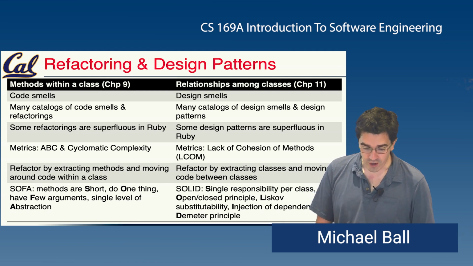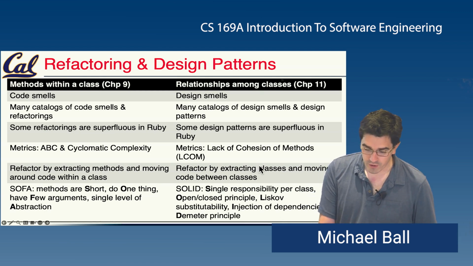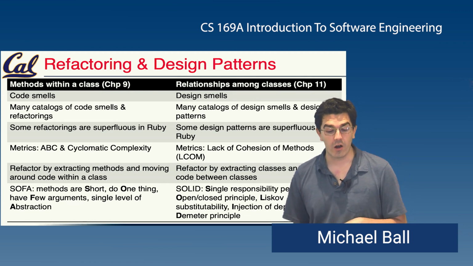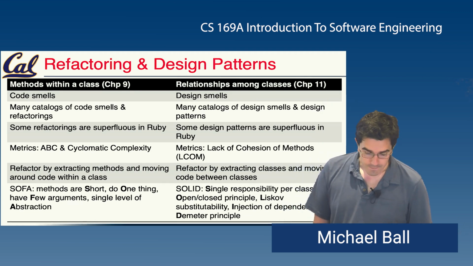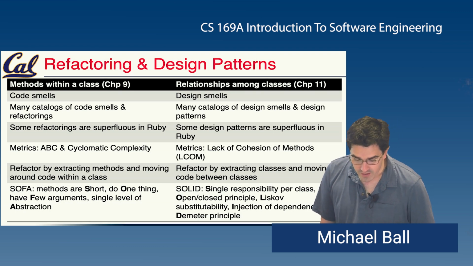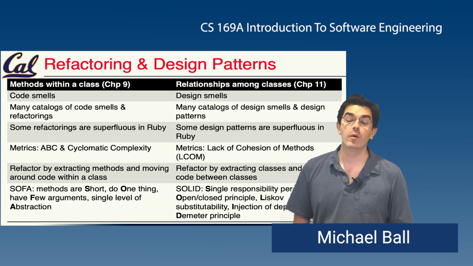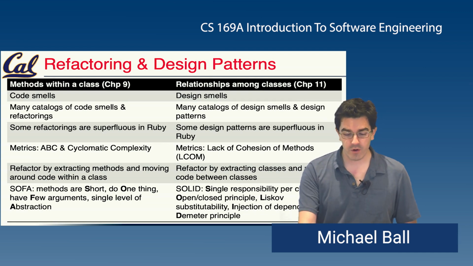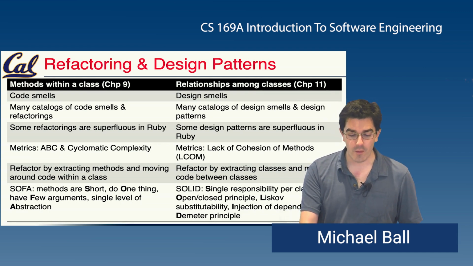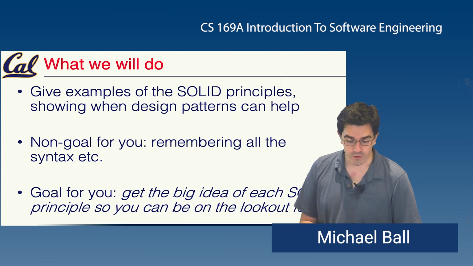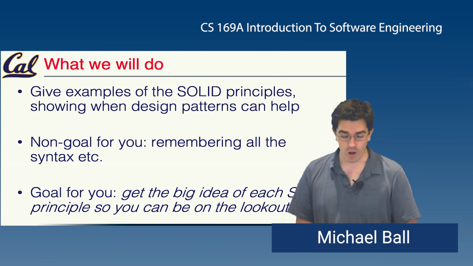Some of the metrics change. So today we'll talk about LCOM. In chapter 9, we'll talk about computational complexity or cyclomatic complexity. The point, though, is that they have similar purposes. You apply them in different ways. So today we're going to be looking not at one class, but how classes interact with each other. So we're going to look at SOLID principles, and we'll start with those. We won't get through all of them today.